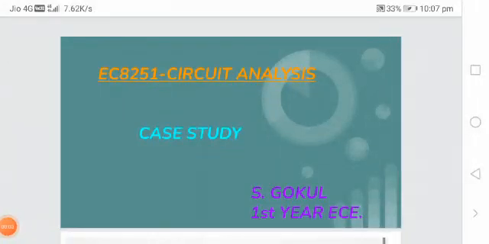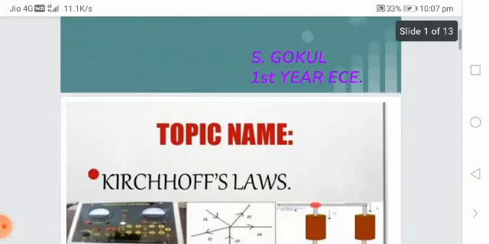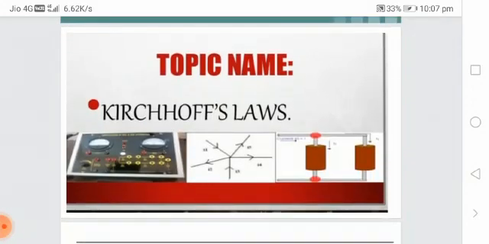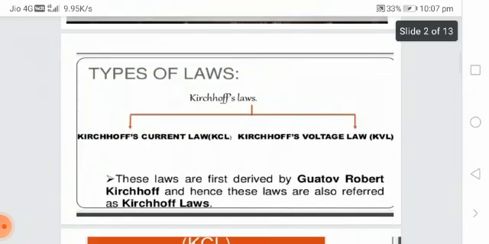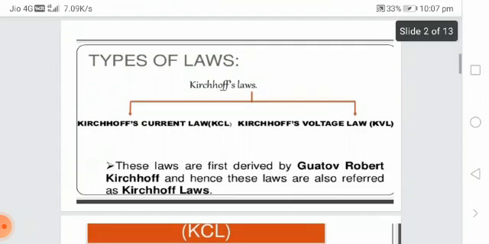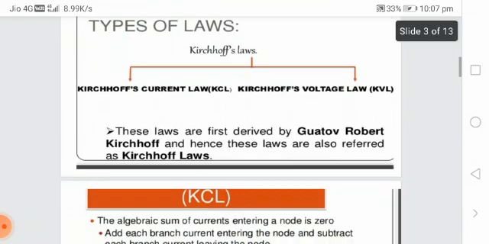Hello, now we will see a small case study in the circuit analysis subject, and our topic is Kirchhoff's laws. There are two types of Kirchhoff laws. One is Kirchhoff's current law, another is Kirchhoff's voltage law. These laws were derived by Gustav Kirchhoff, and hence they are called Kirchhoff's laws.